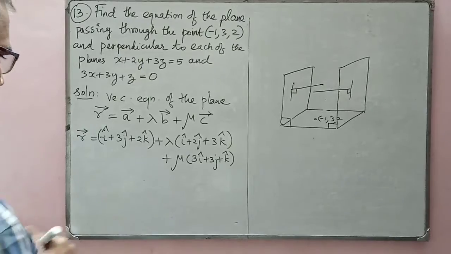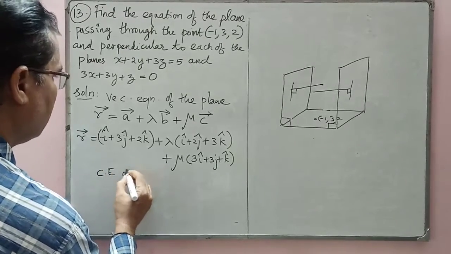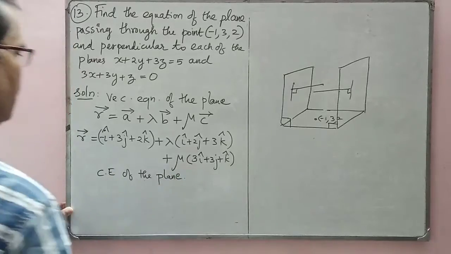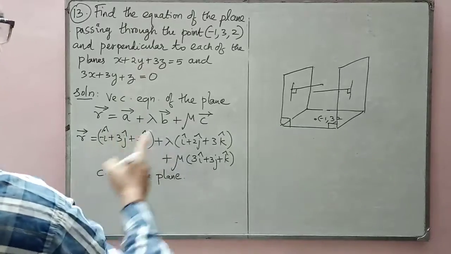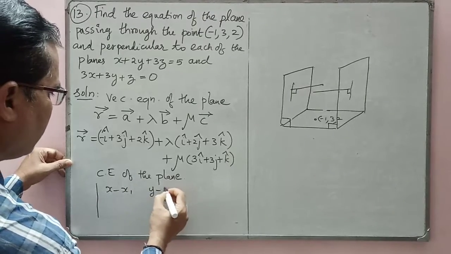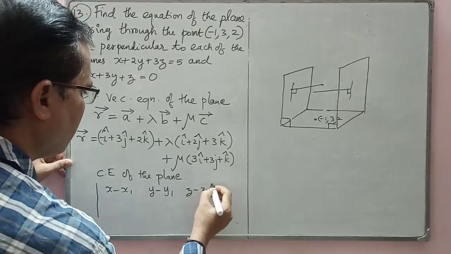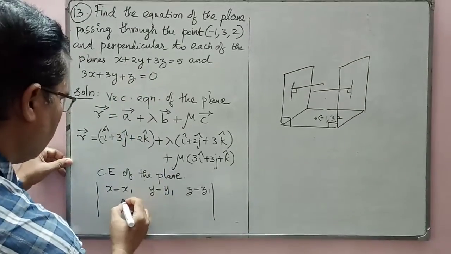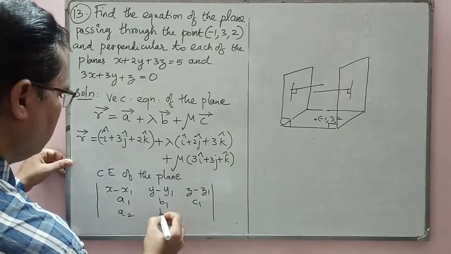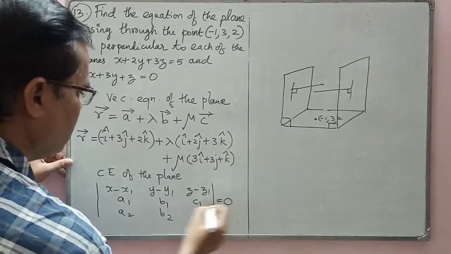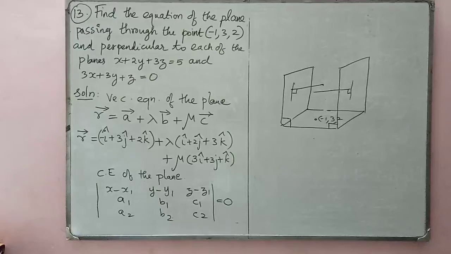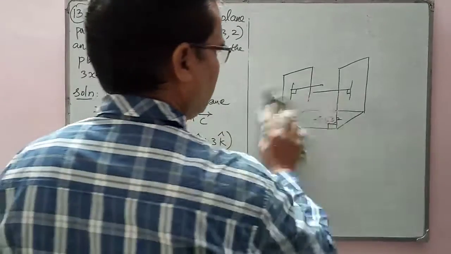Now we'll go for the Cartesian equation. The Cartesian equation of the required plane: we have one point and two vectors. So we go for x minus x1, y minus y1, z minus z1, and the direction ratios of the first plane, a1, b1, c1, and the direction ratios of the second plane, a2, b2, c2, in a determinant equals 0. This will give the Cartesian equation of the plane passing through a point and parallel to two normals. I hope you understood this.